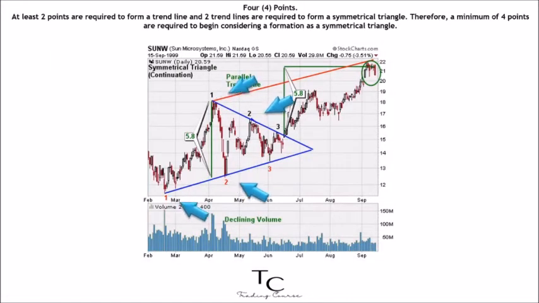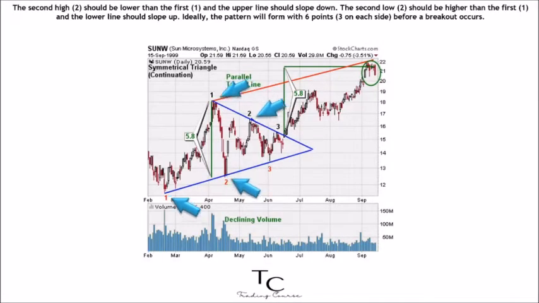4 points. At least 2 points are required to form a trend line and 2 trend lines are required to form a symmetrical triangle. Therefore, a minimum of 4 points are required to begin considering a formation as a symmetrical triangle. The second high, 2, should be lower than the first, 1, and the upper line should slope down. The second low, 2, should be higher than the first, 1, and the lower line should slope up.